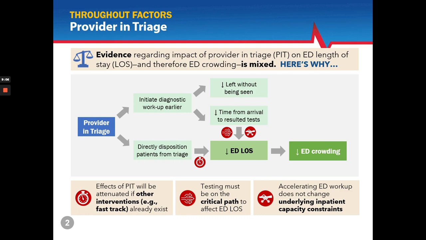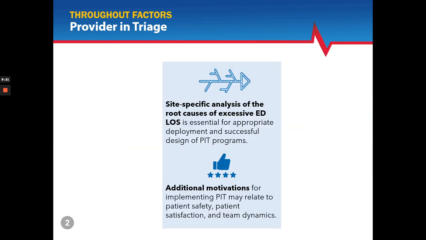And in the literature, there is some evidence to suggest that this is the case. If you already have a well-functioning fast track, then adding a provider in triage who can directly disposition patients from triage won't make much of a difference in length of stay. So overall, provider in triage might work to reduce ED crowding, but this goes back to a point that we continue to make, which is that you really need to identify and quantify the root causes of ED crowding at your site before you identify solutions.